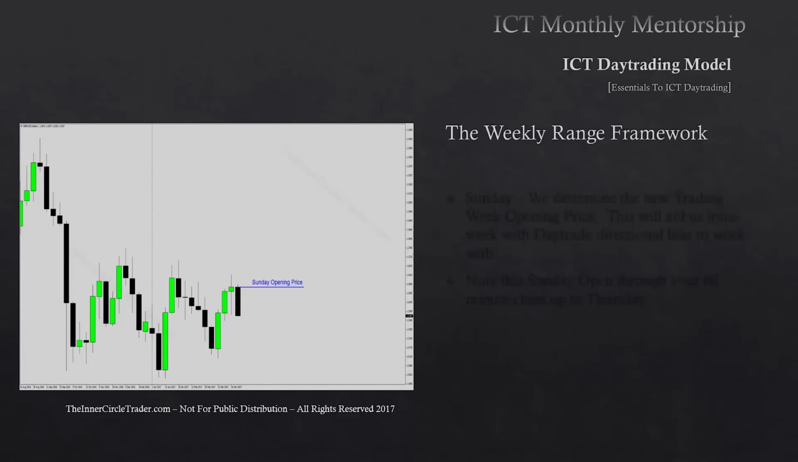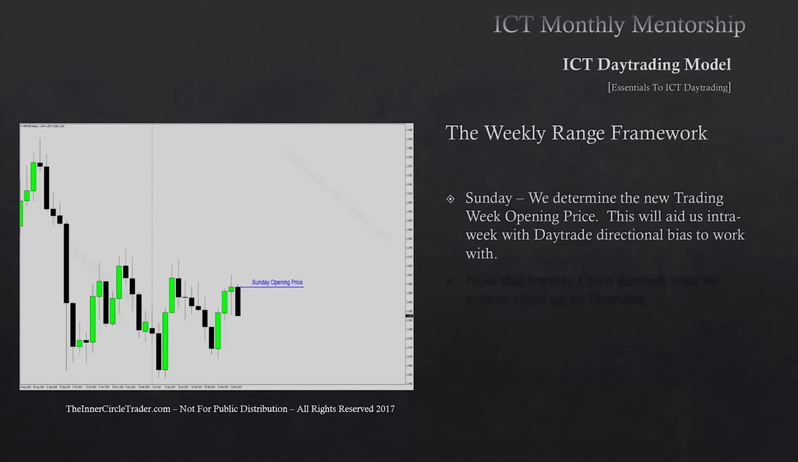The weekly range framework. What we look for is on Sunday, we determine the new trading week's opening price. Now, this will aid us intra-week with day trade directional bias to work with. Now, I already know some of you are thinking and panicking, oh no, my broker doesn't use Sunday data. No problem. Just use your opening on Monday. It's not that big of a deal. It's not going to be that much of a disparity.